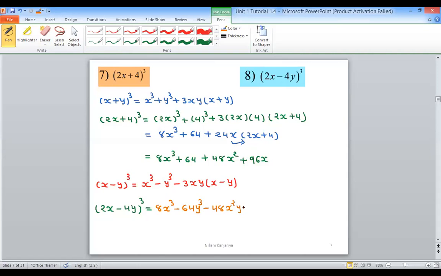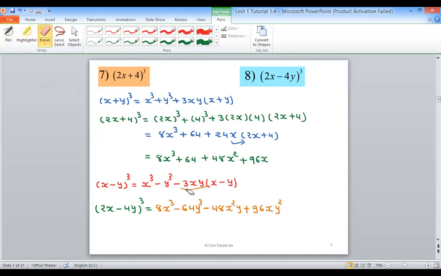Minus 96xy square. This is minus 96. Are you sure? Minus, yes, plus. Minus, ma'am. Then minus. Minus 96xy square. Are you sure the last term is negative? Both are sure. Yes, ma'am. Look at the last term, is it positive or negative? The last term is positive, because minus into minus is plus, so you multiply.